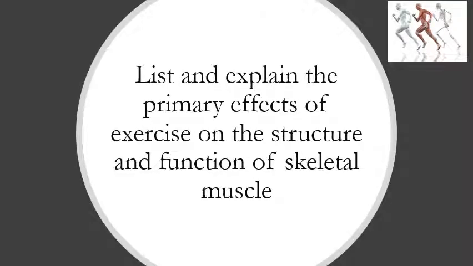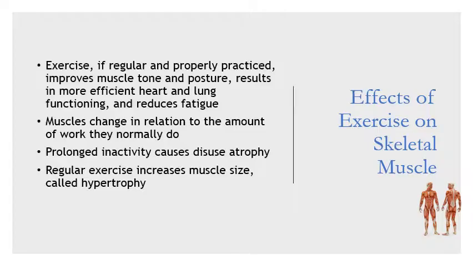Next objective, list and explain the primary effects of exercise on the structure and function of skeletal muscle. Okay, if exercise is done regularly and properly practiced, it improves muscle tone and posture. It results in a more efficient heart and lung function and reduces fatigue. Muscle changes in relation to the amount of work that they normally do.